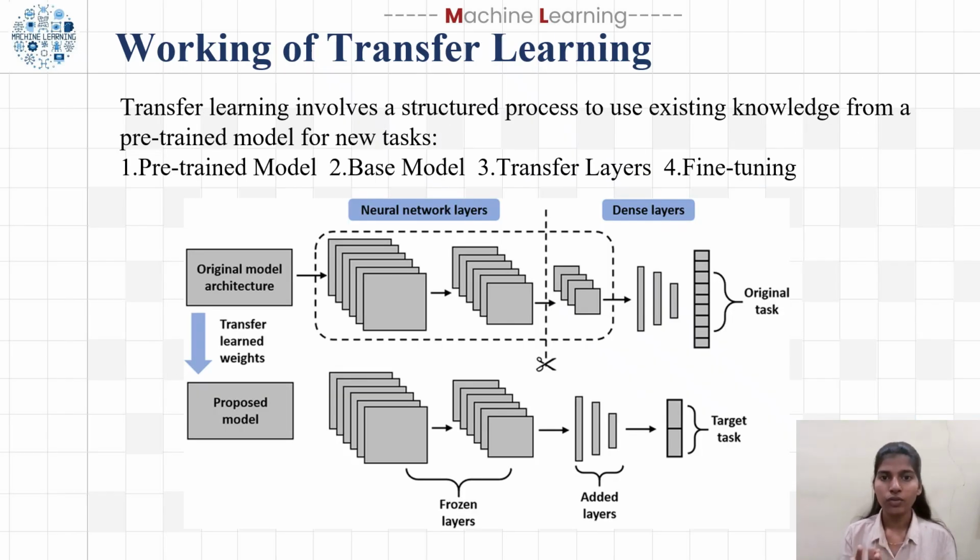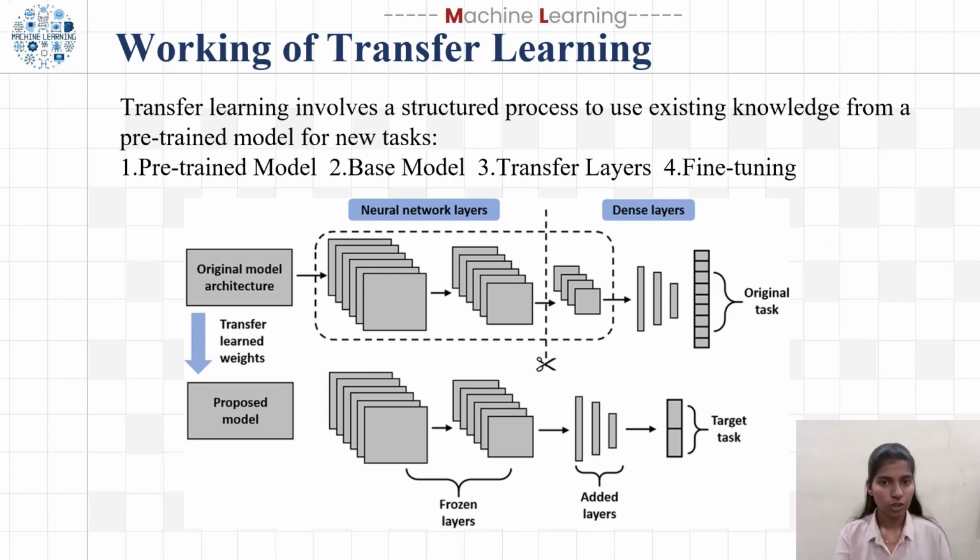How does this actually work inside the neural network? Transfer learning involves a structural process. We start with the pre-trained model, which is the original architecture with learned weights. We use a part of this as a base model. These initial layers of a deep learning model often learn general features like edges and textures. We treat these as transfer layers, essentially freezing their learned weights to retain the fundamental knowledge.